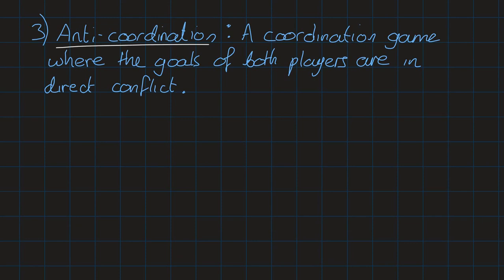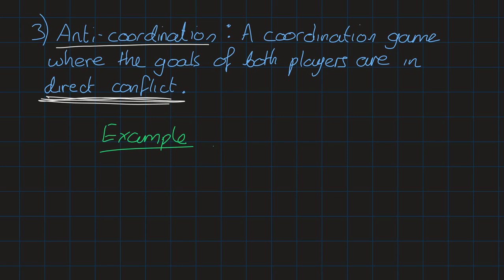This one is called an anti-coordination game. An anti-coordination game is a coordination game where the goals of both players are in direct conflict. So they sort of want to anti-coordinate. You might think it's weird including this in a coordination game, but that's just the way it is. Okay, so I can do an example. Something like the Cold War is probably a good anti-coordination game. So country 2, country 1, and then I had War and Peace, I think.